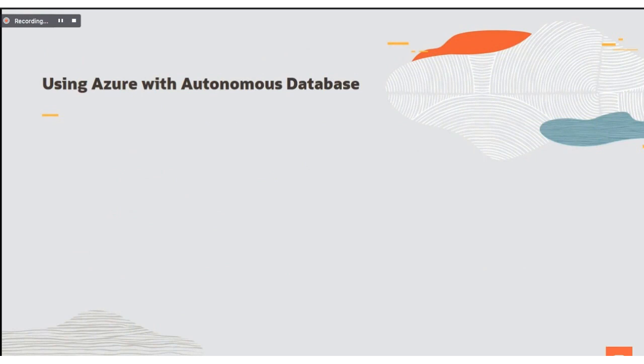So now that I've introduced the partnership, let me demo how to get your Azure web app, for example, to talk to your Oracle database. We think that one of the most common ways that customers will want to use Oracle Cloud and Azure together is, say, you have an ASP.NET website and you want to talk to your Oracle Autonomous Database. So I'm going to show you a demo of how to do that.